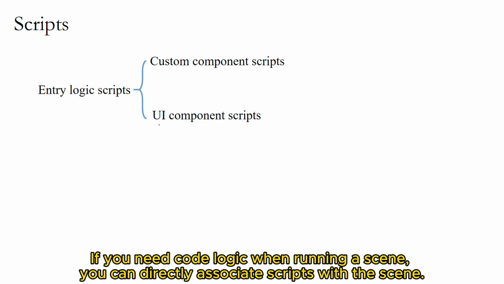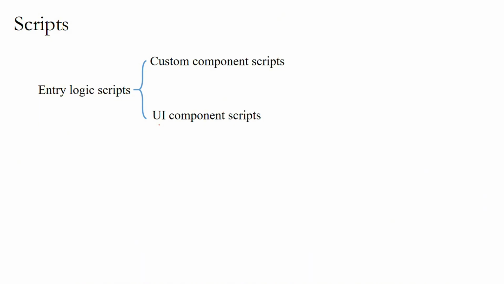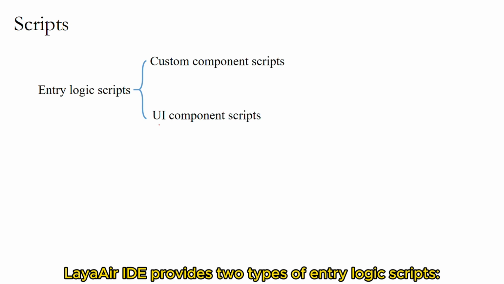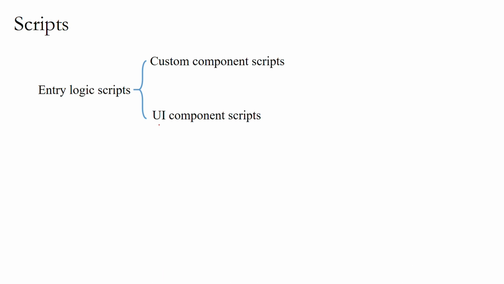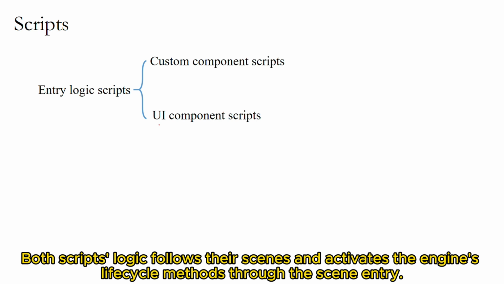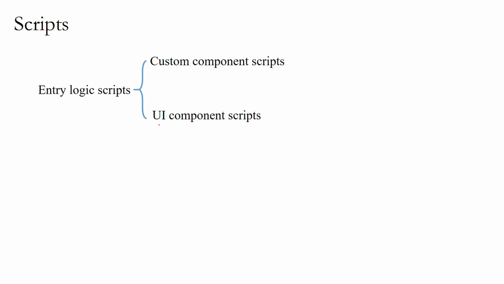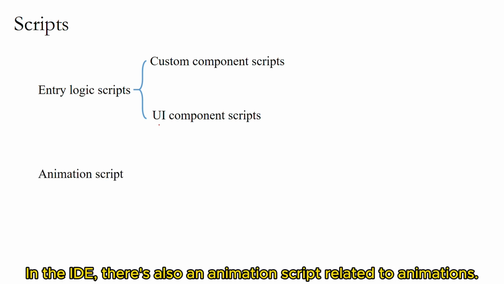If you need code logic when running a scene, you can directly associate scripts with the scene. Layer IDE provides two types of entry logic scripts: custom component scripts and UI component scripts. Both scripts' logic follows their scenes and activates the engine's lifecycle methods through the scene entry. In the IDE, there's also an animation script related to animations.